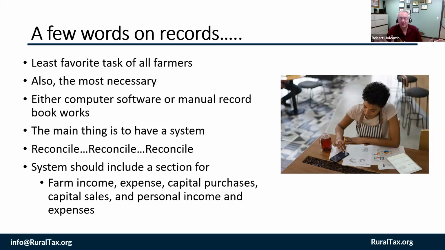Universally across the board, record keeping is the least favorite of anybody's chores. They'd much rather be out on the tractor, working the livestock, scouting crops, doing something outside or something with the farm rather than sitting in front of a computer, putting together accounting records. But it is the most necessary.